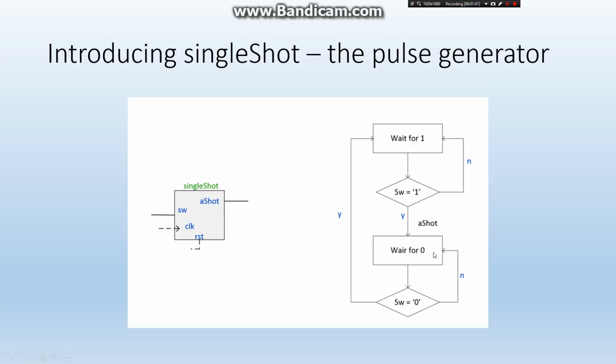So when you trigger this switch again and the SW switch goes to 0, you go back to wait for 1. If you get some state on the switch that is not what you're waiting for, you pretty much stay on the state. This is what this flow chart is supposed to mean.